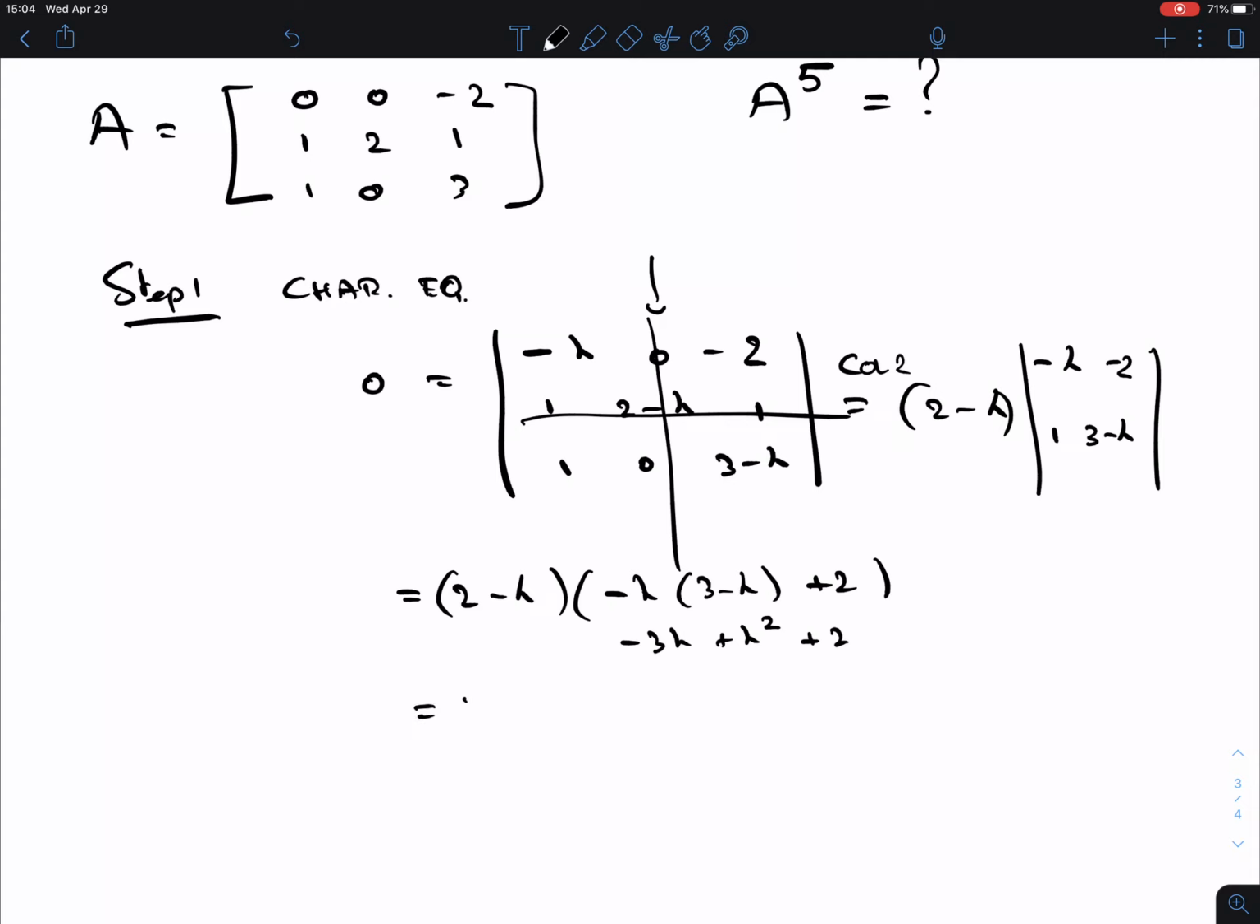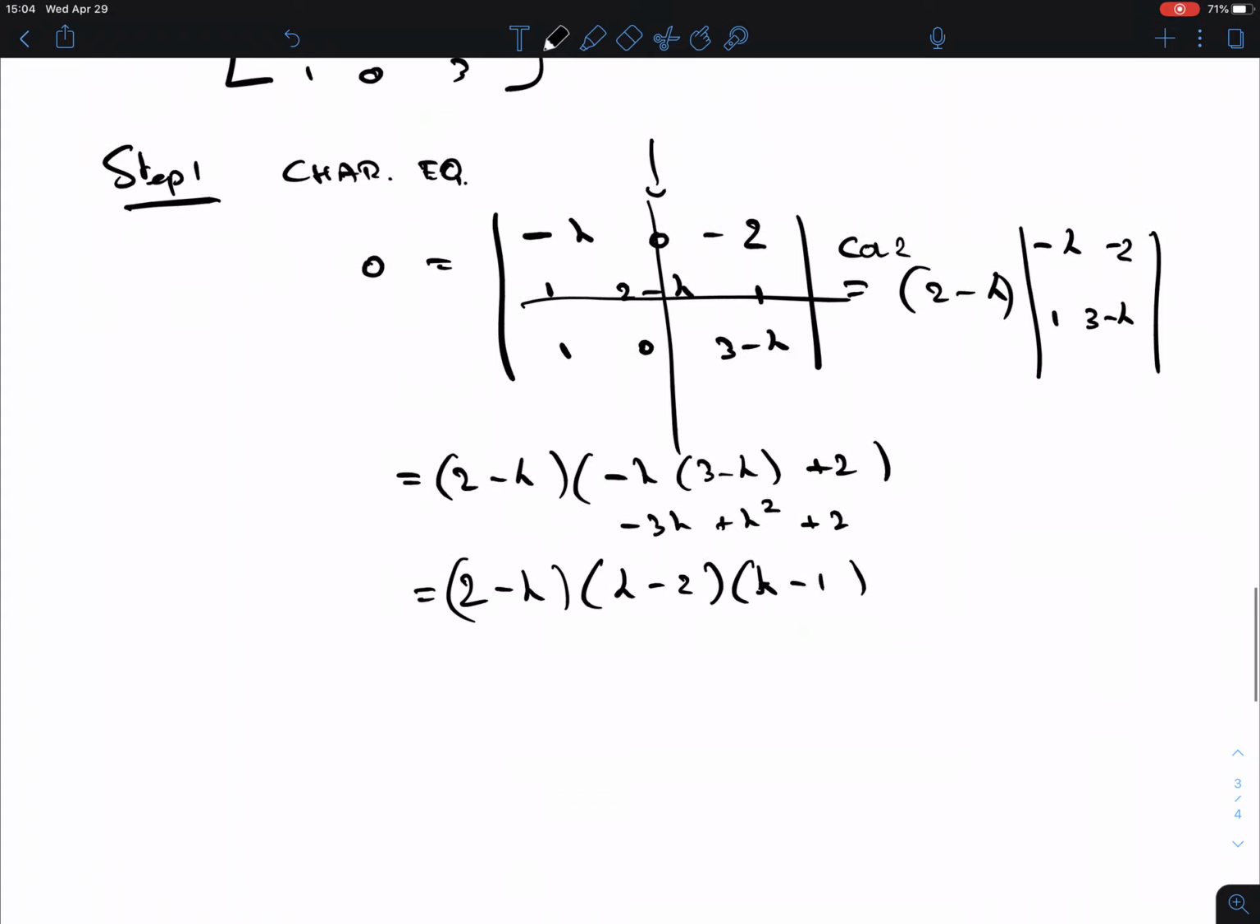And how is this factored? I need two numbers that multiply to 2 and add up to negative 3. Negative 2 and negative 1, right? Yep. Okay, so this is equal to 0. We see this gives lambda is 2 twice, and lambda is 1.